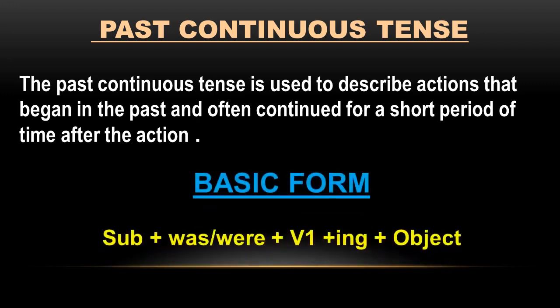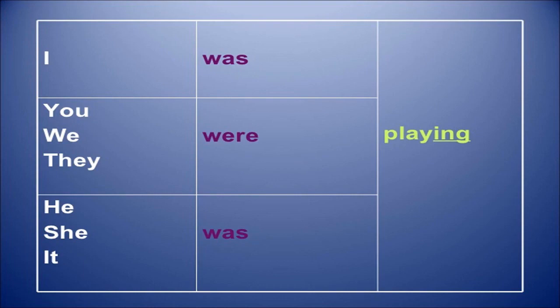Its basic form is subject plus was or were plus first form of the verb plus ing plus object. Now was will be used with singular subjects and were with plural subjects. I was playing. If the subject changes to second person, you were playing. Then we were playing, they were playing, he was playing, she was playing, it was playing for affirmative sentences.